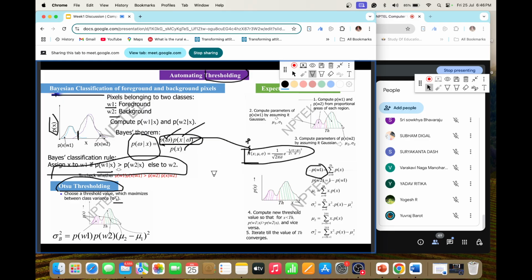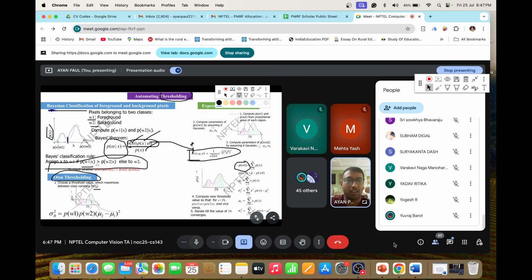Formulas and all, no need to go into them; for now we can understand the concept. So is it clear to all of you? Okay, so let's move on to the next thing.